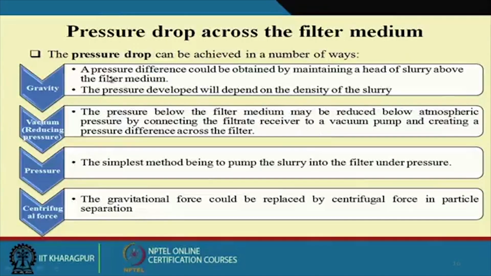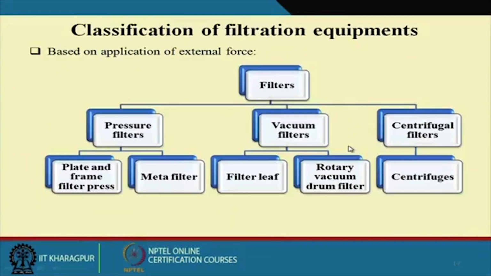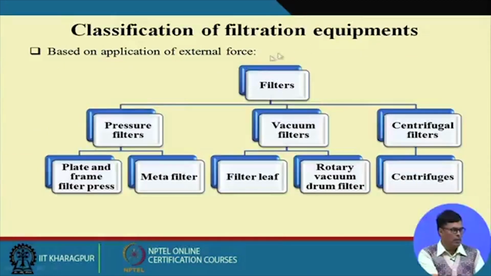So there are different factors that affect the pressure drop of this process. I can give an example. The pressure difference could be obtained by maintaining the head of slurry on the filter. With more head, the pressure difference will be more, and the pressure developed depends on the density of the slurry. Classification of filtration equipment: we have pressure filter, vacuum filter, and centrifugal filter.